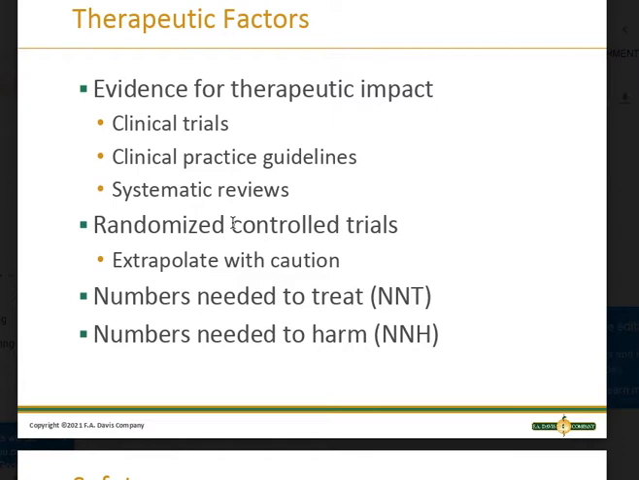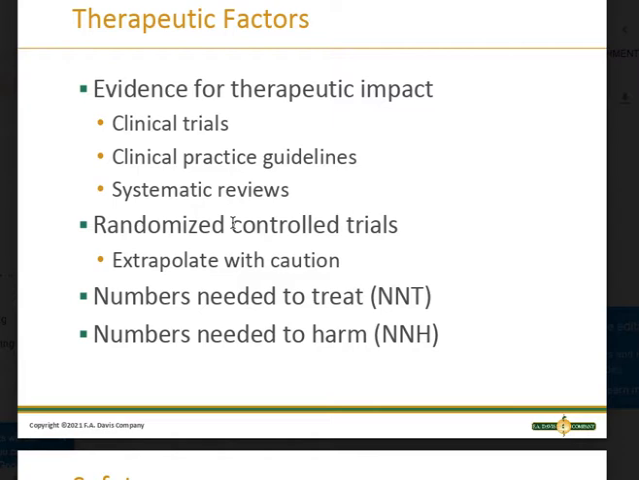So if you're looking at a new blood pressure medication, you're seeing, can it prevent strokes and heart attacks? How many patients do I have to give this medication to prevent a stroke or a heart attack? The lower the number, the more effective that treatment is. Same thing with the number needed to harm.